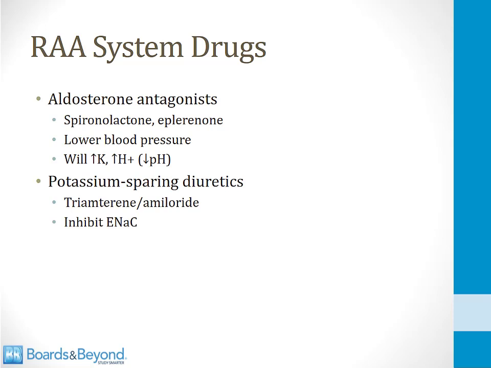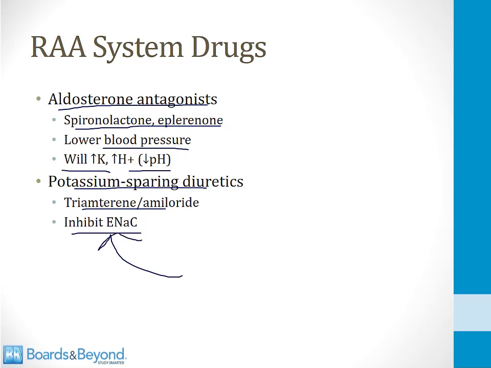There are a number of drugs that function as aldosterone antagonists. These include spironolactone and eplerenone. By blocking the effects of aldosterone, they will lower the blood pressure. They will also raise the potassium and lower the pH. And then finally, potassium-sparing diuretics are drugs like triamterene and amiloride. These drugs inhibit the sodium channel ENaC, which is the channel that's activated by aldosterone, so they will also block aldosterone effects, but not through antagonizing the hormone, through blocking the activity of this sodium channel.